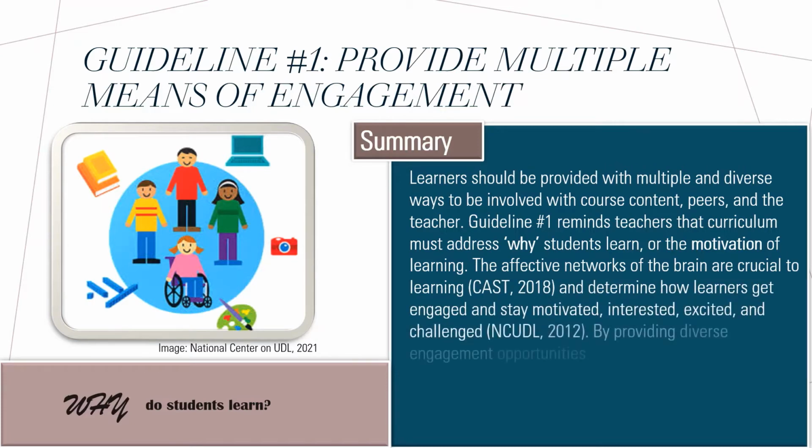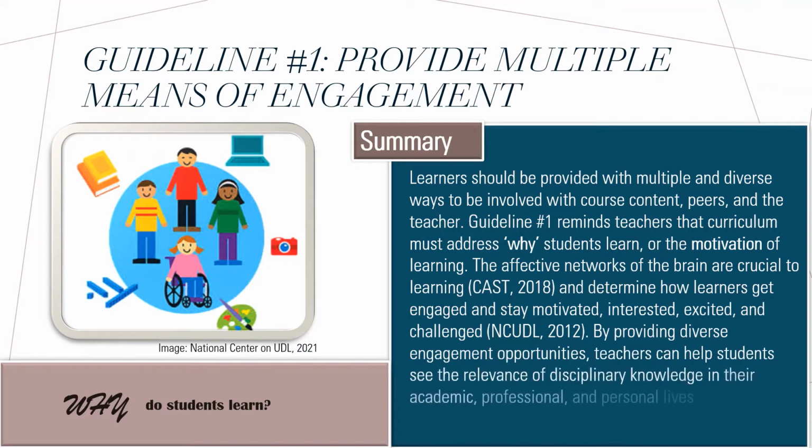The affective networks of the brain are crucial to learning and determine how learners get engaged, stay motivated, interested, excited, and challenged. By providing diverse engagement opportunities, teachers can help students see the relevance of disciplinary knowledge in their academic, professional, and personal lives.